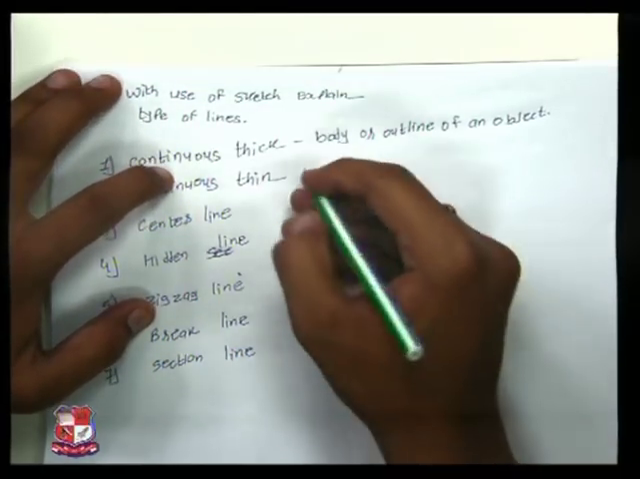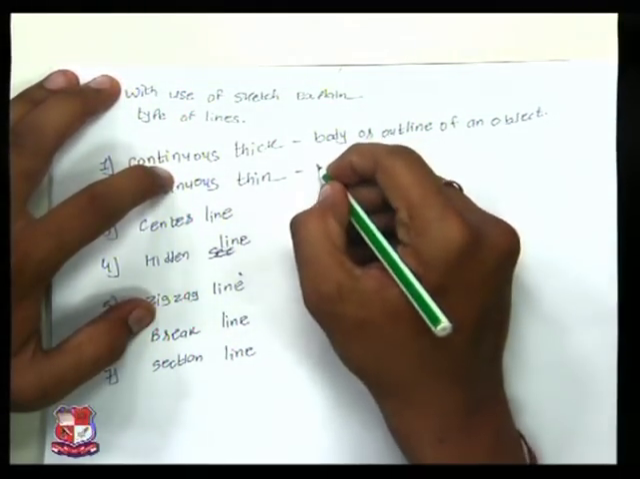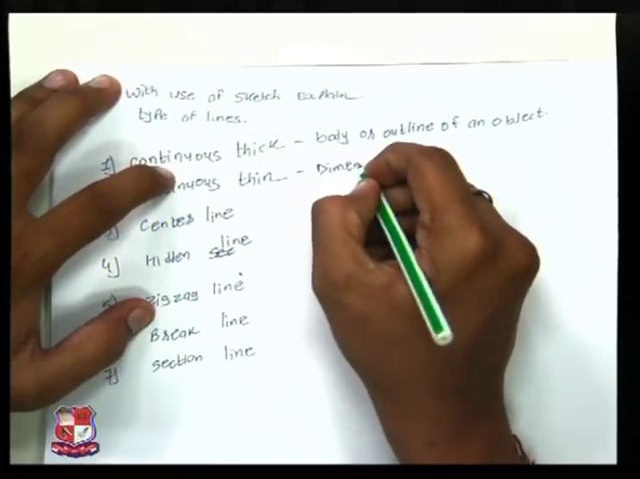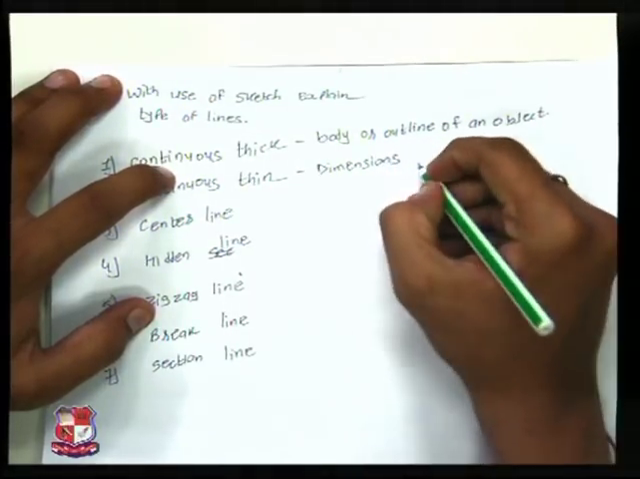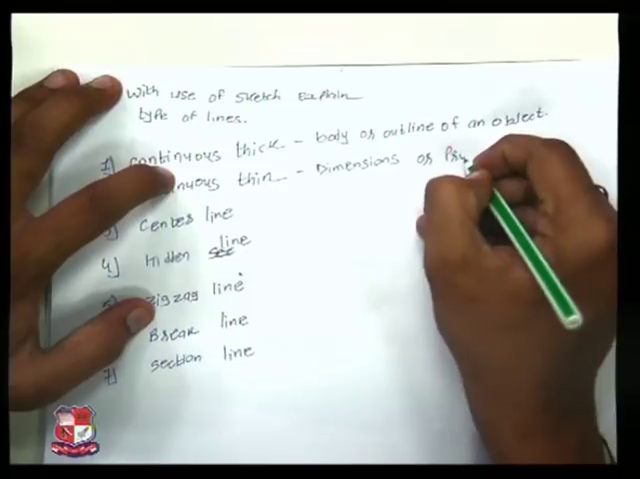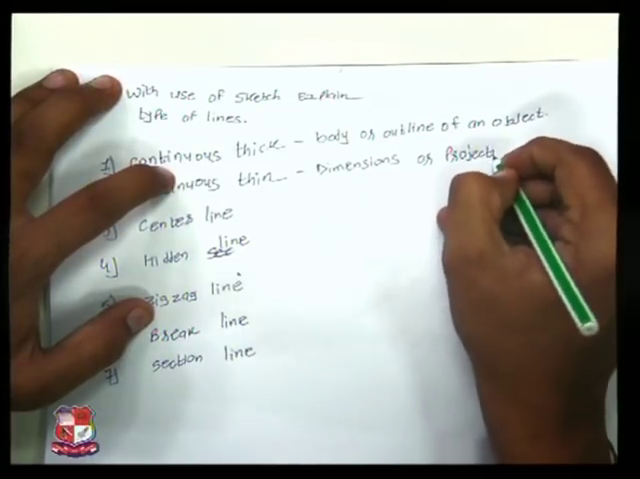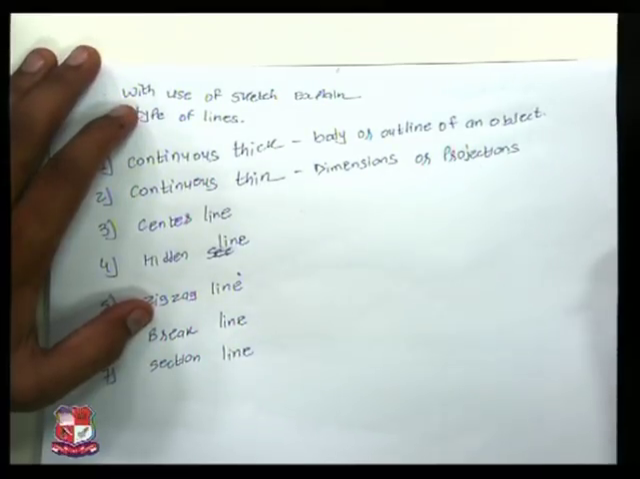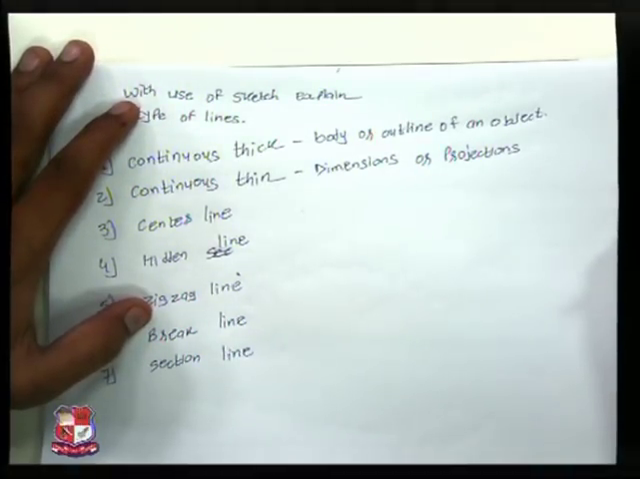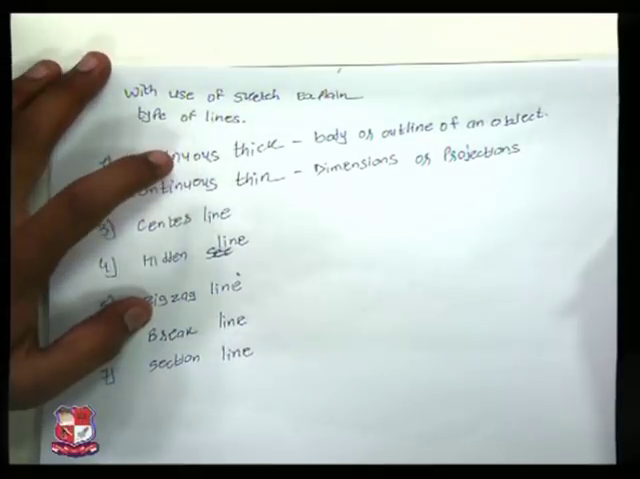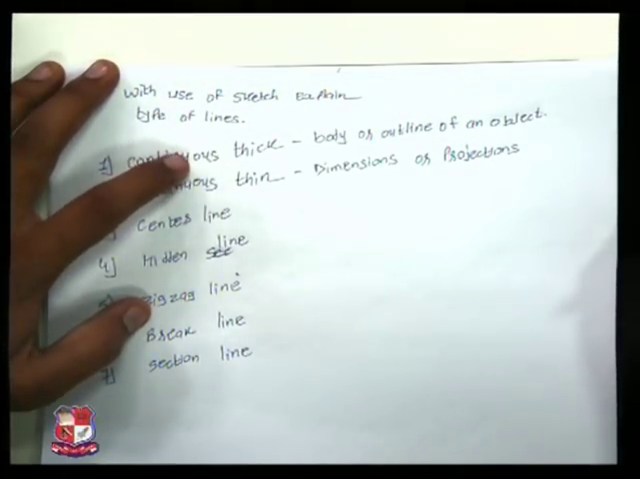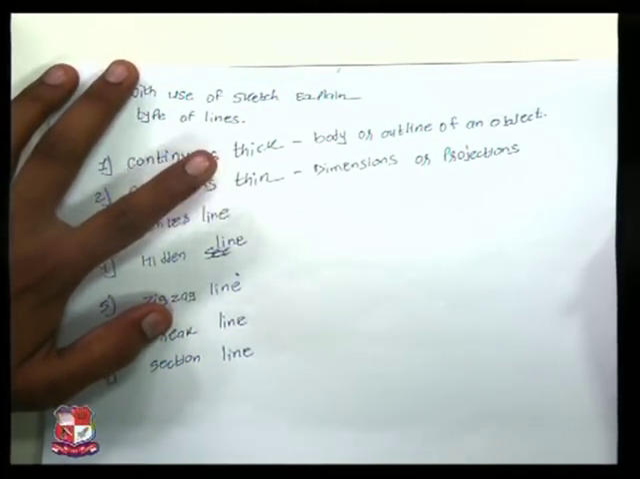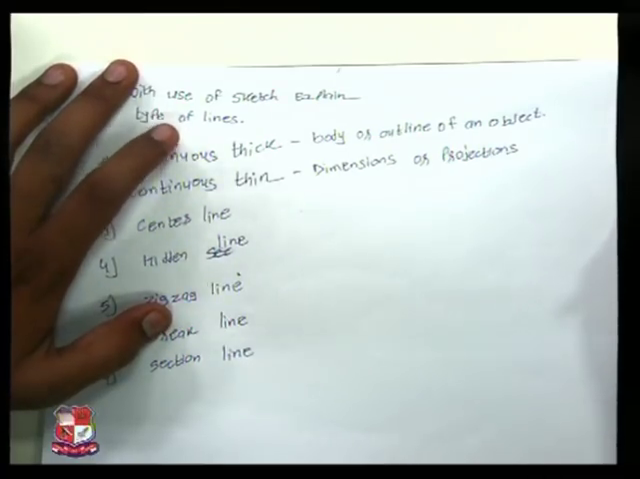Next is the continuous thin line. These lines are used for dimensions or projections. I continue to say that you should take the projections very light, meaning you draw a continuous line, but your line should be thin so that your main object can be clearly visible.